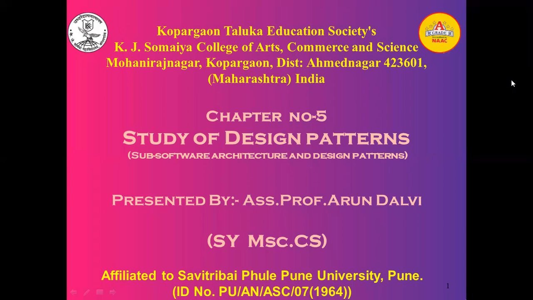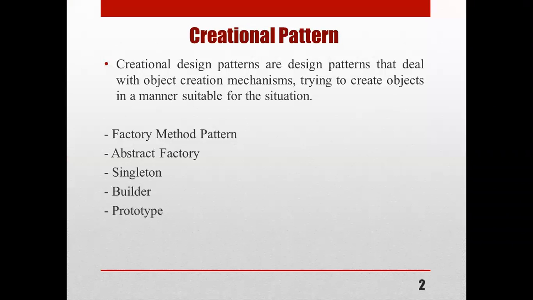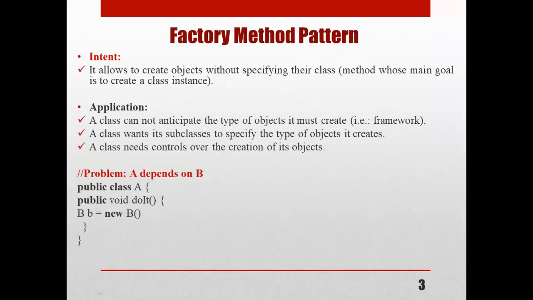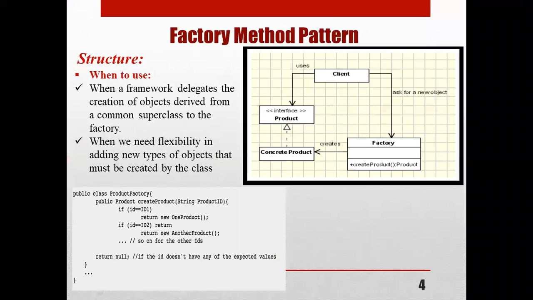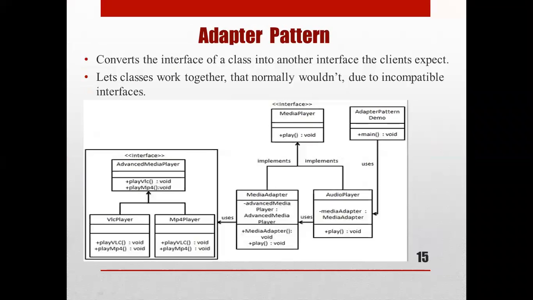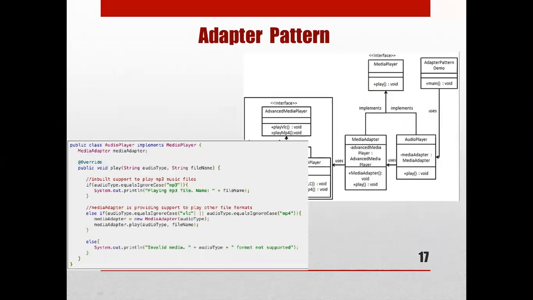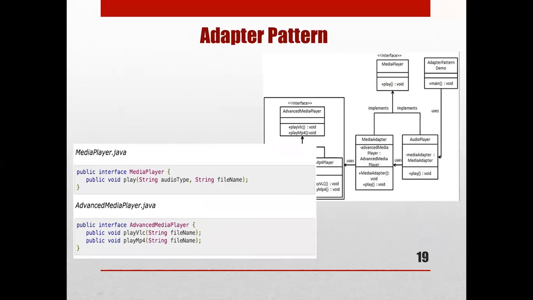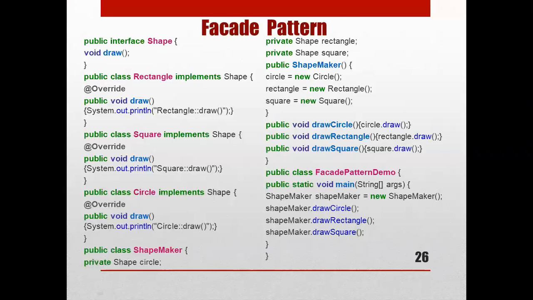Good morning, everyone. Today we are going to continue with chapter number 5, study of design patterns, from the subject Software Architecture and Design Patterns. In the last sessions we have seen creational patterns and their types: factory method pattern, singleton pattern, builder pattern. And we have seen structural patterns and their types: adapter, decorator pattern, bridge pattern.